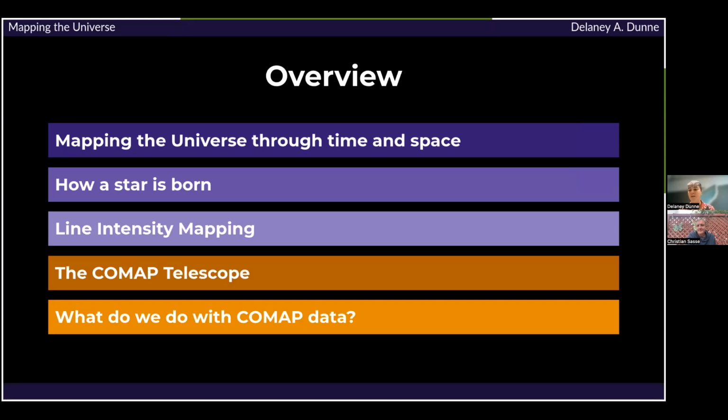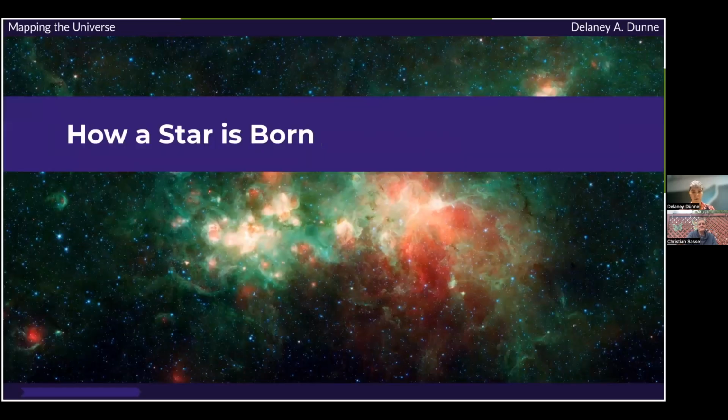For the talk, I flipped these. We're actually going to start with how a star is born, which is the CO component. Why carbon monoxide? What's going on with that? And then we are going to start talking about mapping the universe through time and through space in all three dimensions, all four dimensions almost. And then I'm going to introduce line intensity mapping and the project specifically. So let's get going. First step, how a star is born.